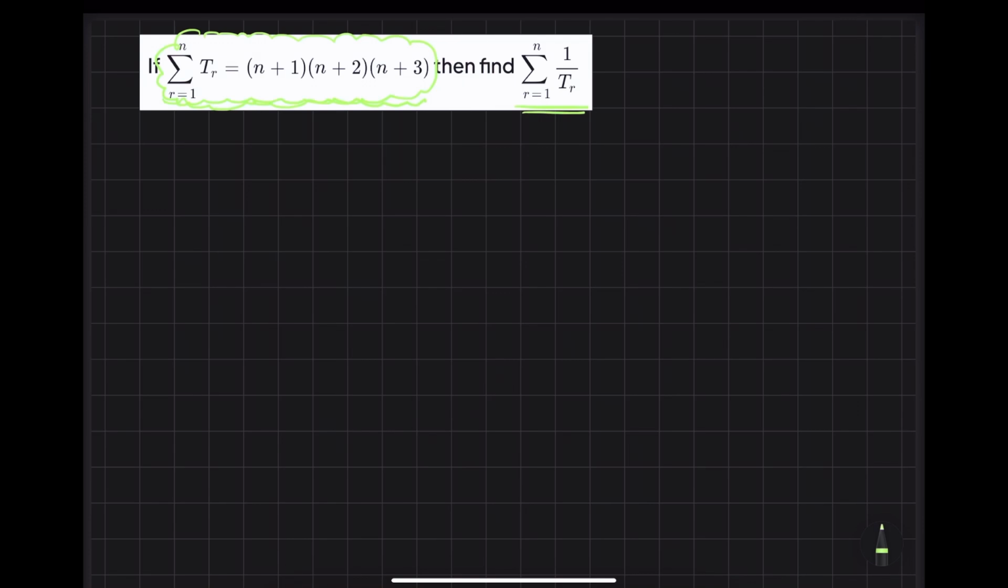Instead of focusing on the right hand side, just focus on the left hand side. So it is T1 plus T2 plus T3 plus T4 plus dot dot dot Tn. So what does this represent? It is Sn. So this thing is nothing but Sn. So we got Sn as n plus 1, n plus 2, n plus 3.